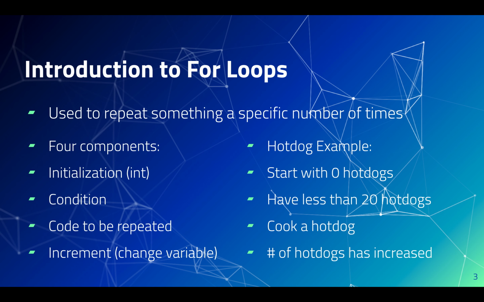So next we have what we want to repeat, which is just cooking the hot dog. And after we cook each hot dog, we need to increment the variable, which is like saying, okay, now I have another hot dog, so it goes from 5 to 6. And that's how you keep track of how many cooked hot dogs you have and when you should stop cooking.